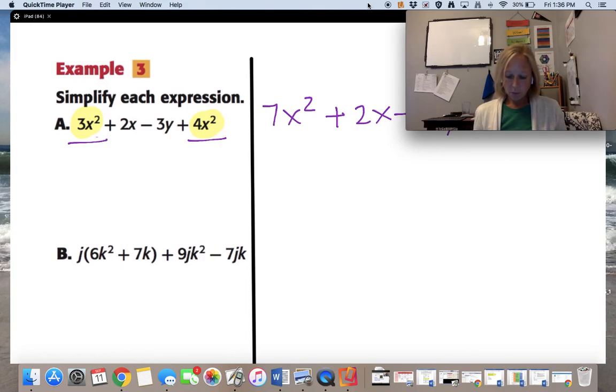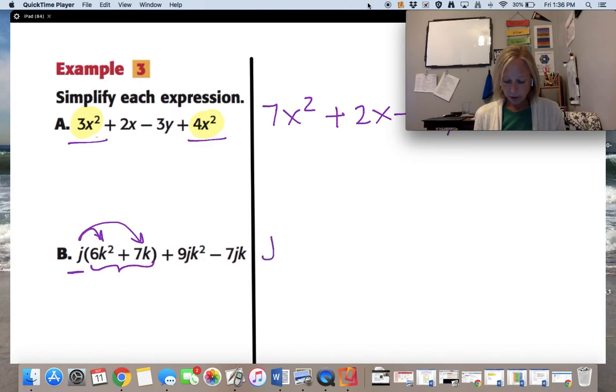All right, one more to practice. Let's look for our like terms. Oh, what's different about this one though? Yeah, there's this J, and then we've got parentheses with all these things inside. Before we can simplify and combine like terms, we need to distribute that J to the terms inside.